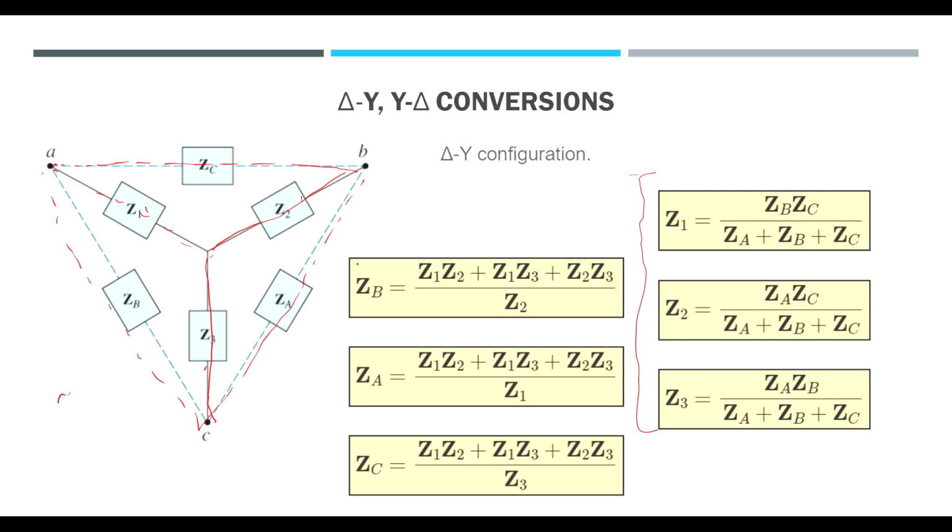If you want to go to your delta configuration where you have A, B, and C, then you're going to have this set of equations. Okay?